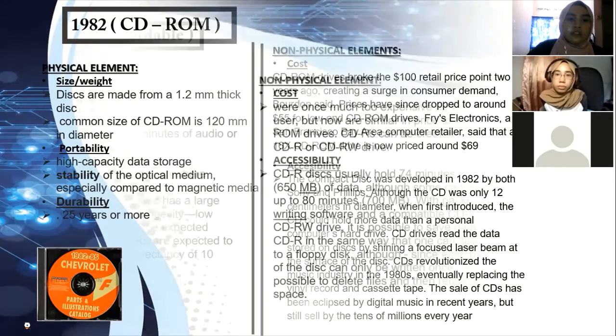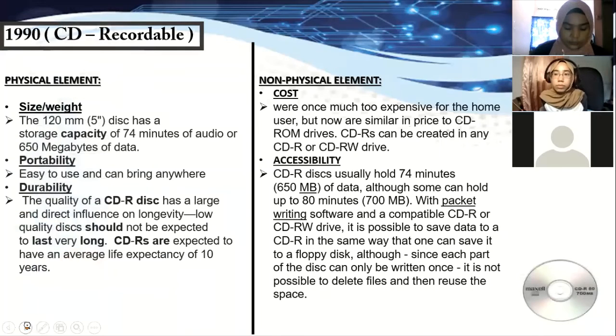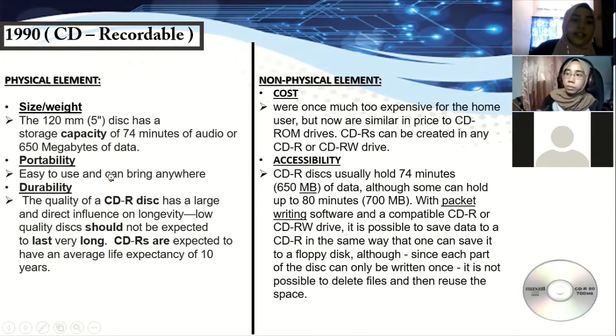Next, CD recordable. Okay, we have used CD recordable from 1990. So let's see what the physical element is for the size. It has 120 millimeter. This has a storage capacity of 74 minutes of audio or 650 megabytes of data. Okay, next, portability. It is easy to use and can be brought anywhere.